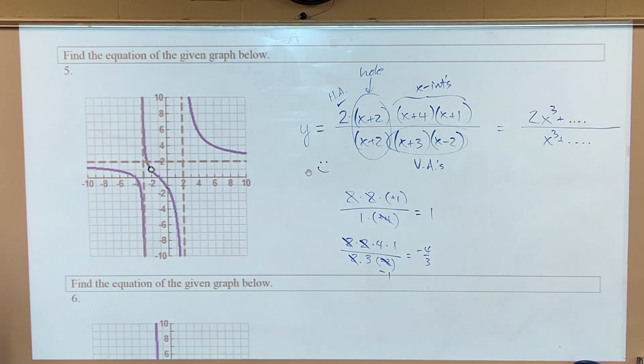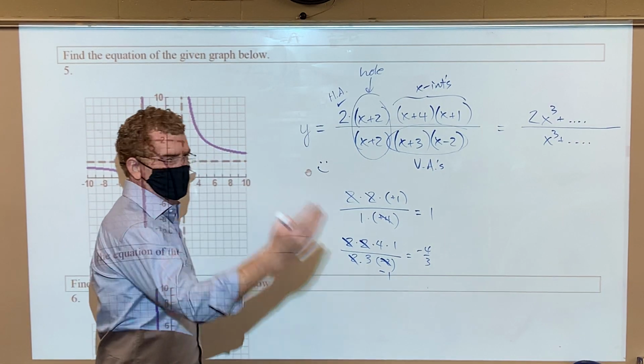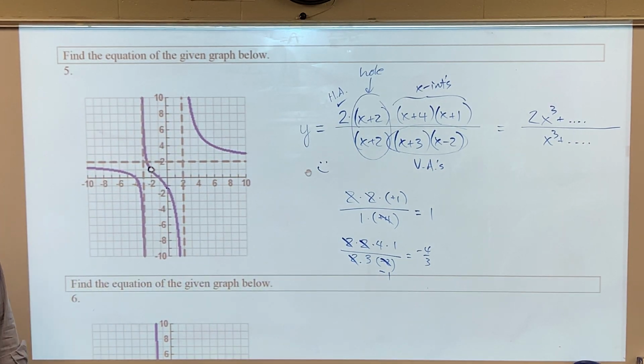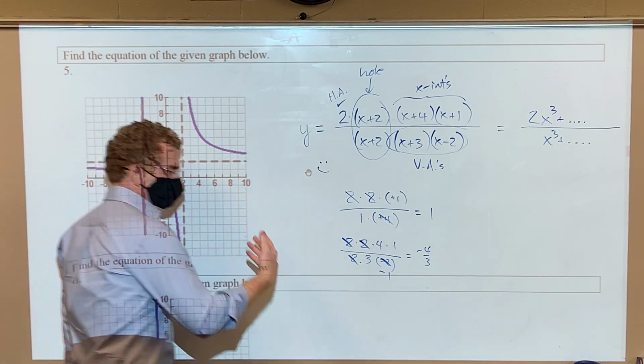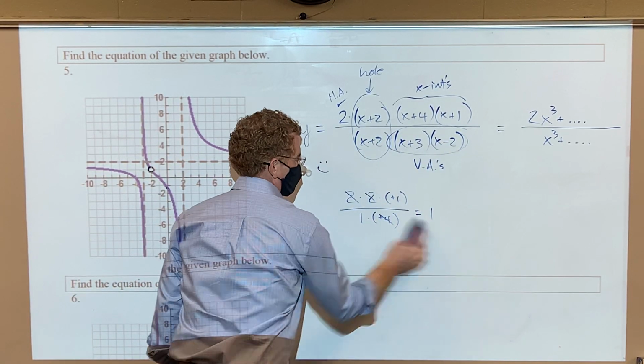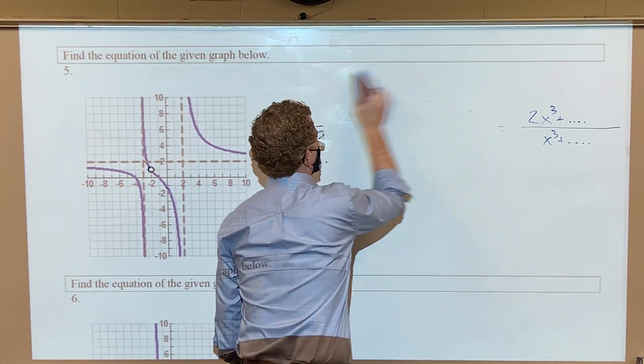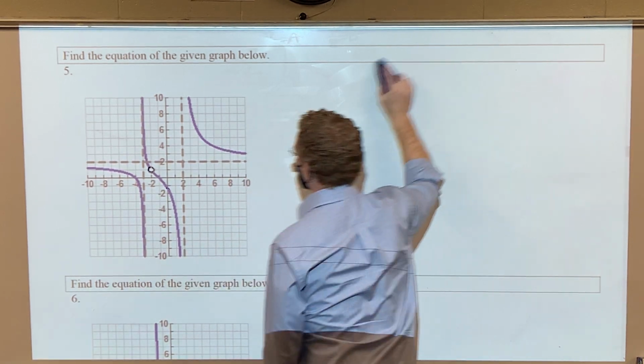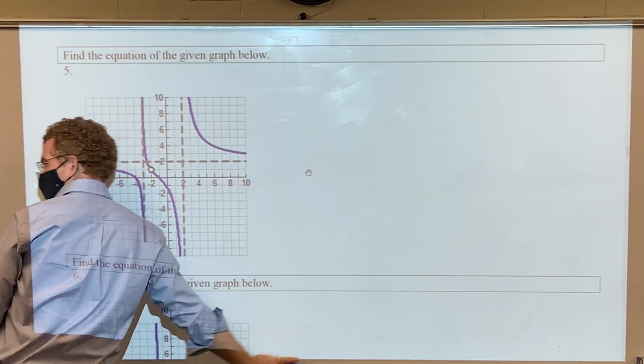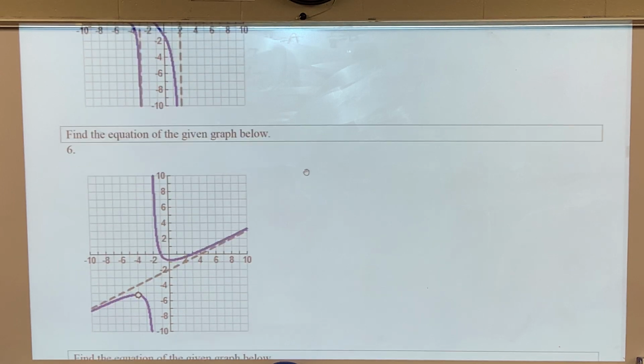And those are the things that kind of get you nickel and dimed. If you forget to square it, if you forget to account for the double root, if you forget to account for the horizontal asymptote, you can really lose points on this. But if you have all those things in mind, it's relatively easy to do these. So let's look at a couple more. Again, if you already know how to do these and you did them all correctly, awesome.